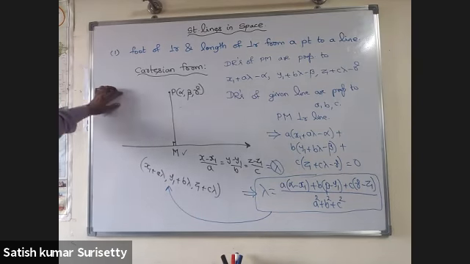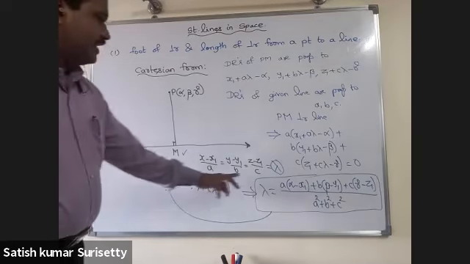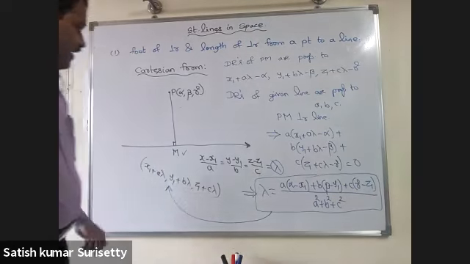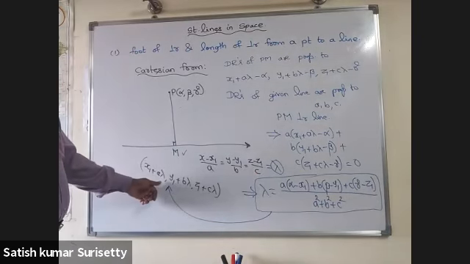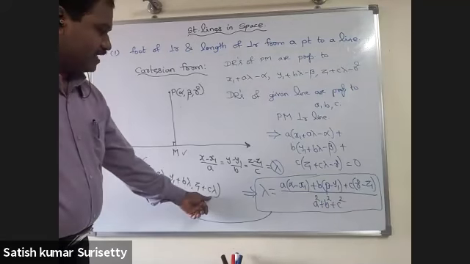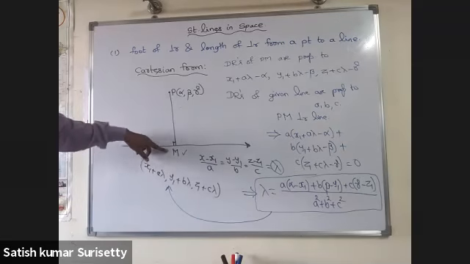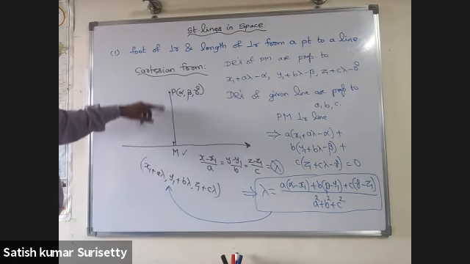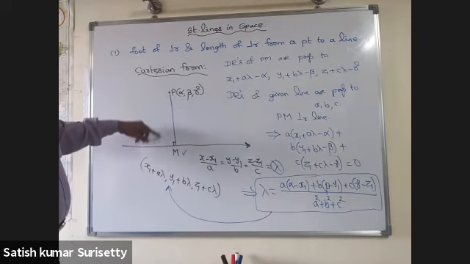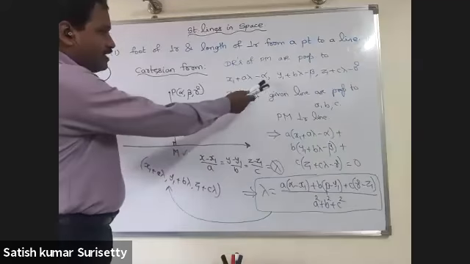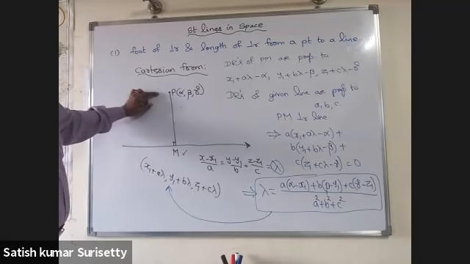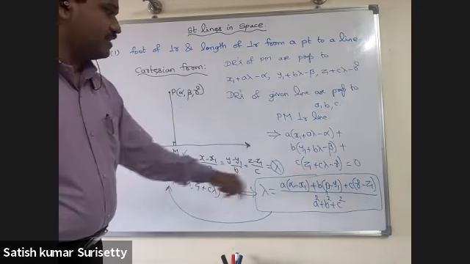See once again. Any point on the line in terms of lambda can be taken as (x1 plus a lambda, y1 plus b lambda, z1 plus c lambda), that we can consider as the foot of the perpendicular. Then direction ratios of PM are proportional to (x1 plus a lambda minus alpha, y1 plus b lambda minus beta, z1 plus c lambda minus gamma), and direction ratios of the given line are proportional to a, b, c.